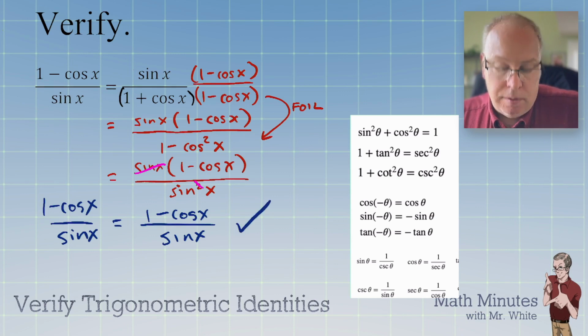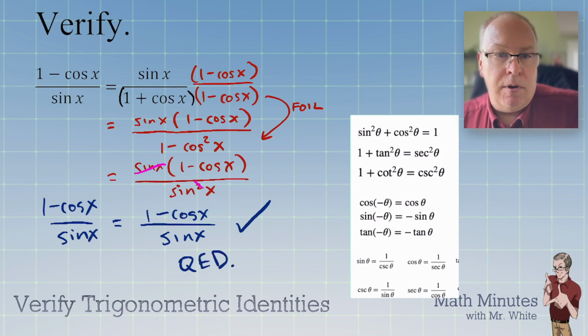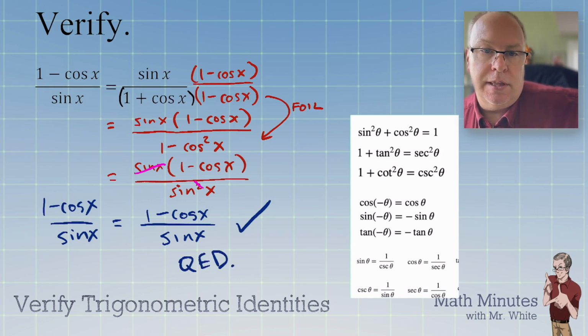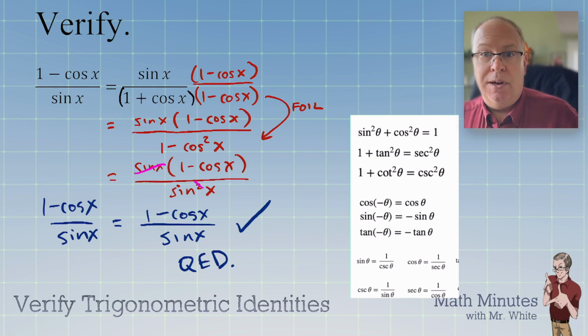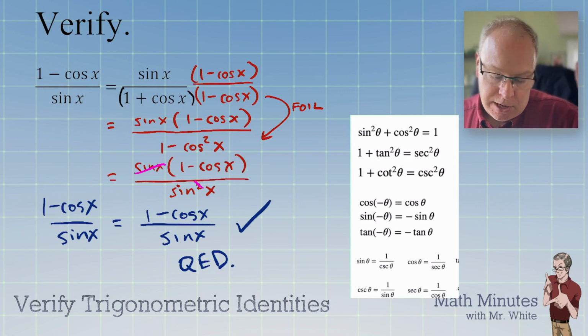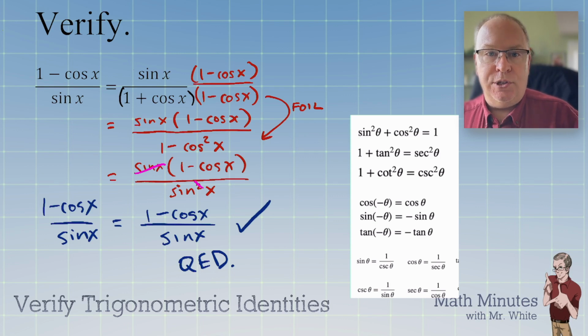So I like to put a check mark there just to show that I knew what I was doing, and if you want to write QED, you can. You look that up on Wikipedia, and you'll find out how to pronounce it and what it means. But it means I've proven what I set out to prove. All right, mic drop.